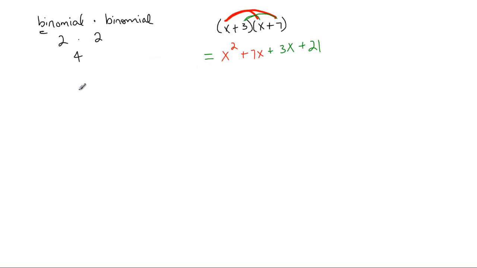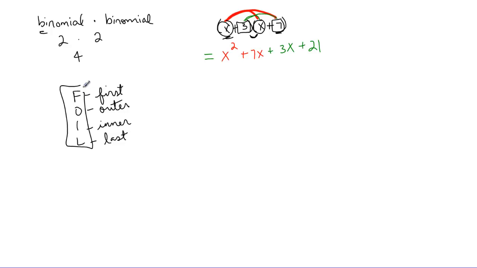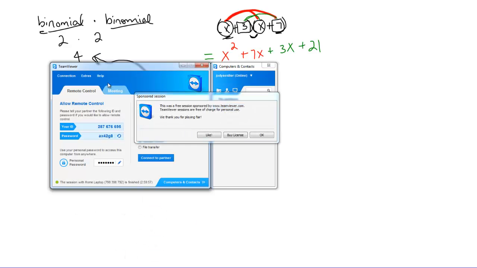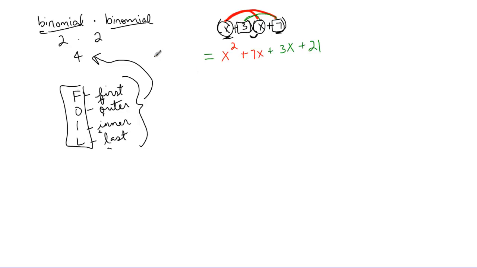Now, you've probably learned something called FOIL to help you do that process. F meaning multiply the first two terms, and then the outer, the inner, and then the last. FOIL is not a mathematical process. It is an initialism technically because it's the first initials of these words to help us remember and keep track when we multiply. This is where those four terms come from.